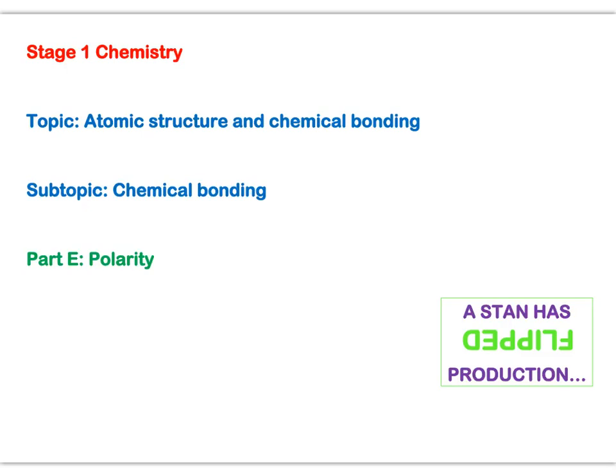So in the fifth of our videos on chemical bonding, we're going to look at polarity. And in particular here, we're focusing on the polarity of covalent bonds that we looked at in our last video. Now, polarity arises because of differences in electronegativity across a bond. So we've already talked about what electronegativity is. That is a measure of how much atoms want to gain or lose electrons when they form bonds.